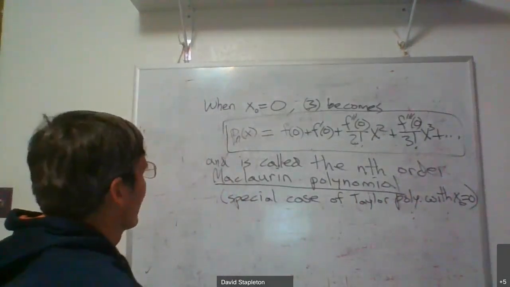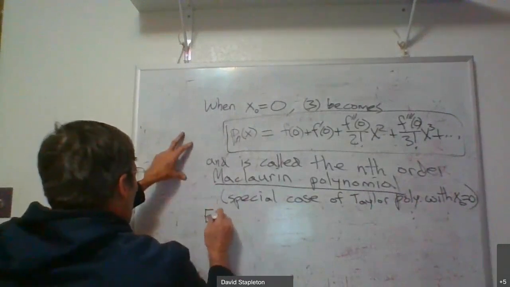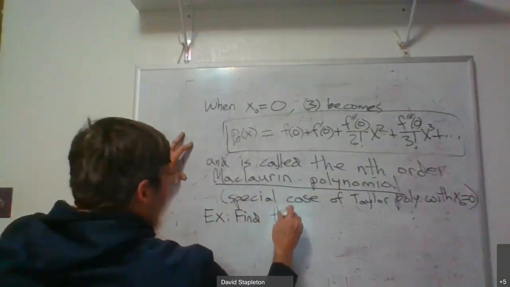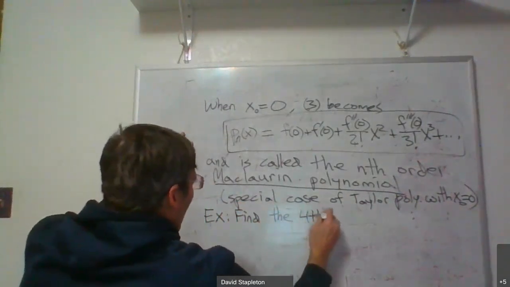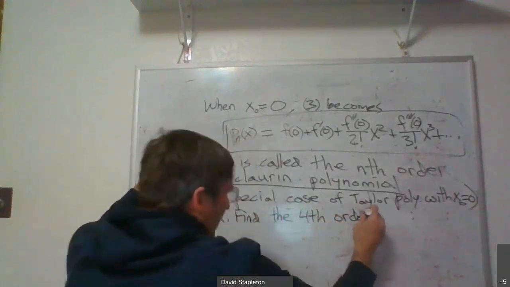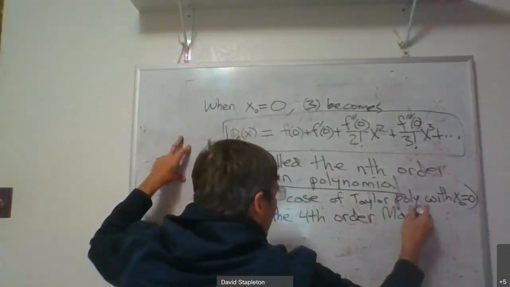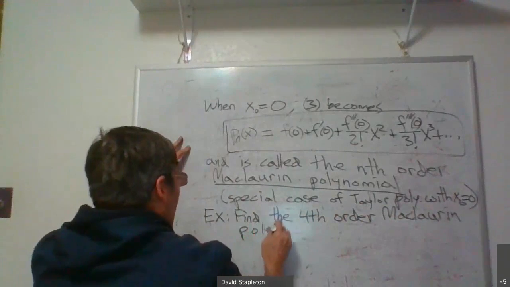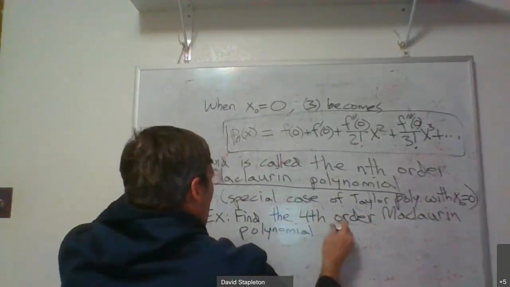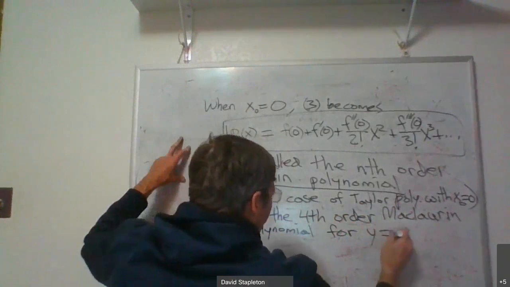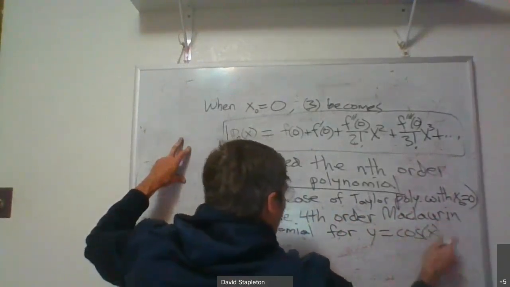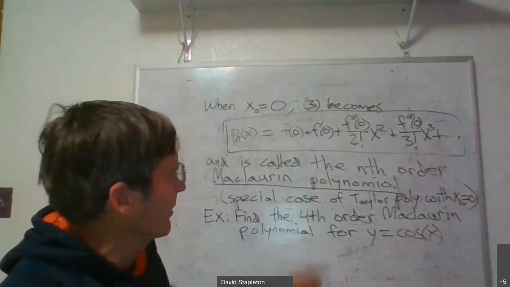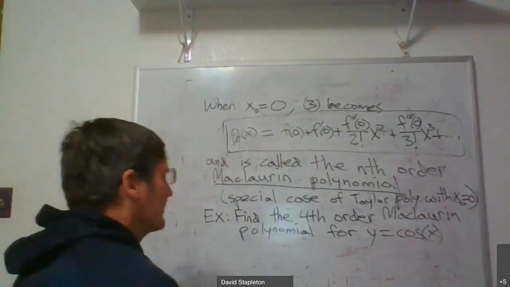Now let's try something a little more interesting. Let's try and find a Maclaurin polynomial. Find the fourth order Maclaurin polynomial for y equals cosine x. I don't have to say at x equals 0 because Maclaurin already assumes that. Right? What do I get?